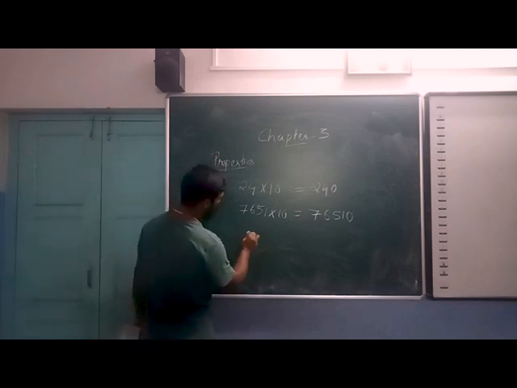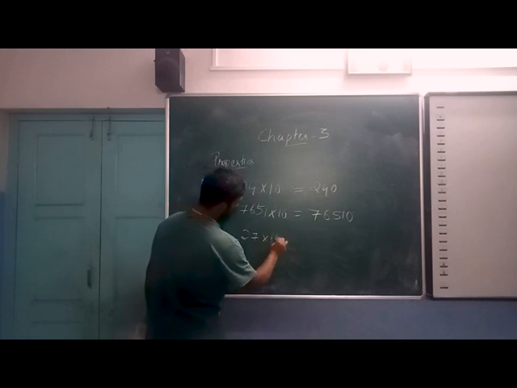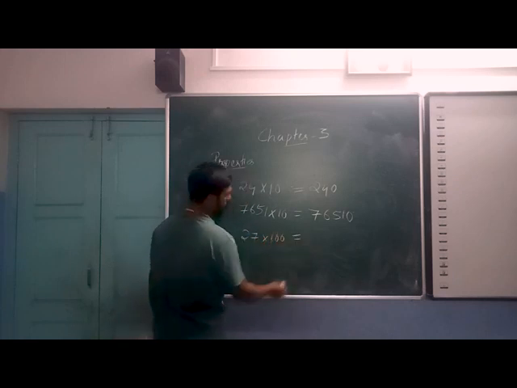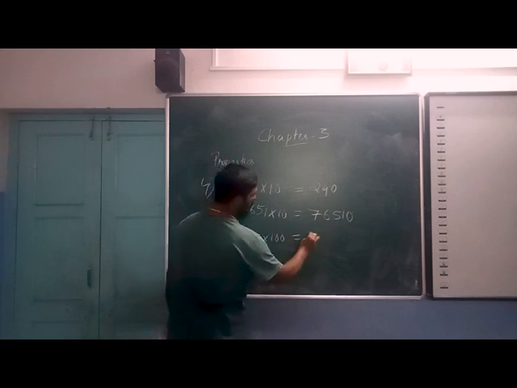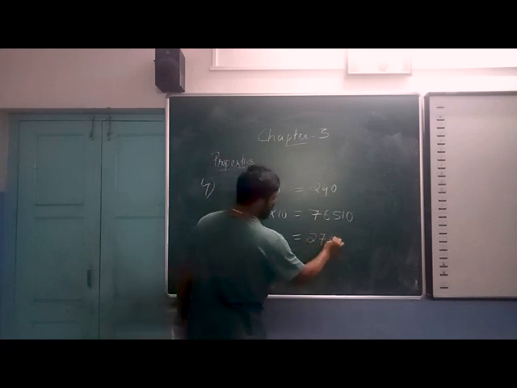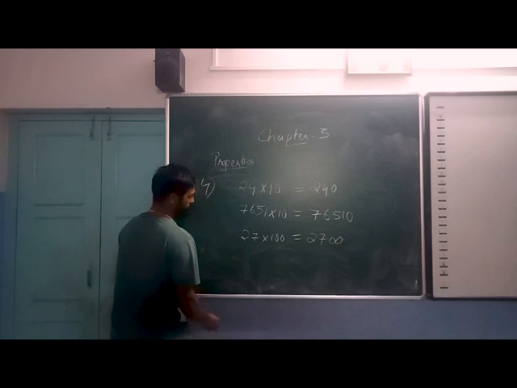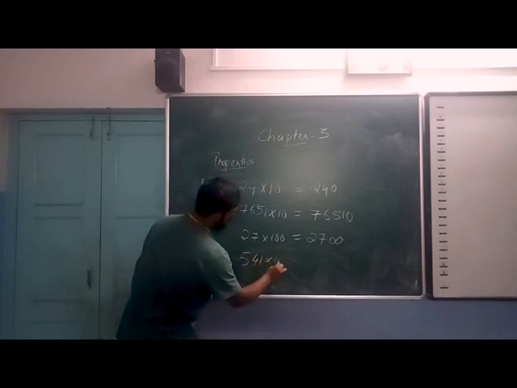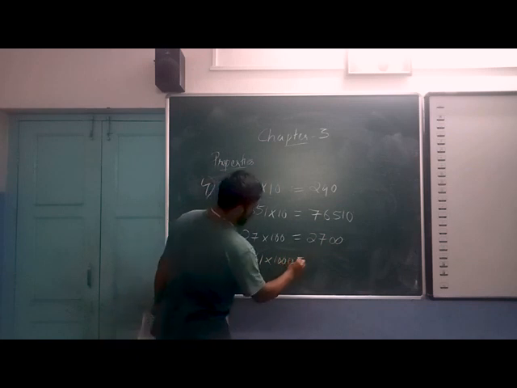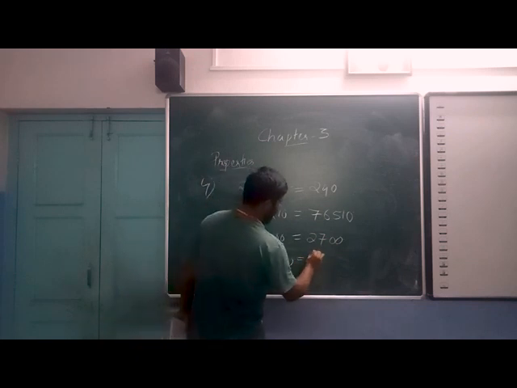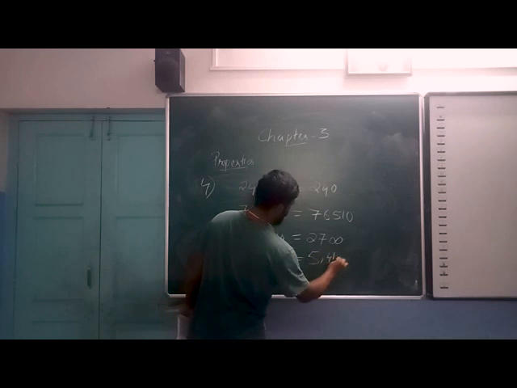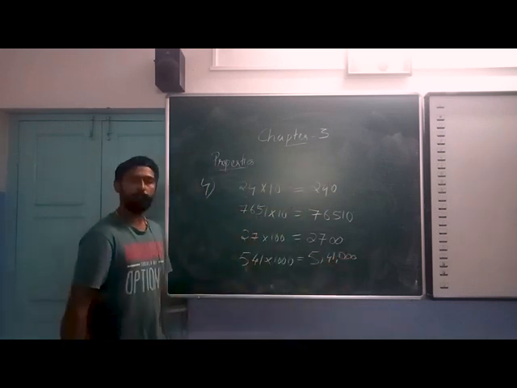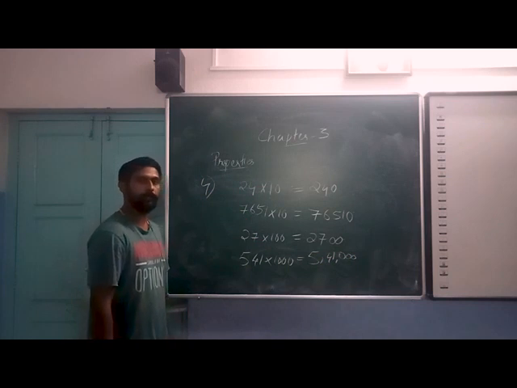In the same way, if you take 27 into 100, how many zeros will be added? This 27 becomes 2700. So if there was 1000, what would it have become? It would have become 5,41,000. So this is the fourth property that we have to learn in this chapter.